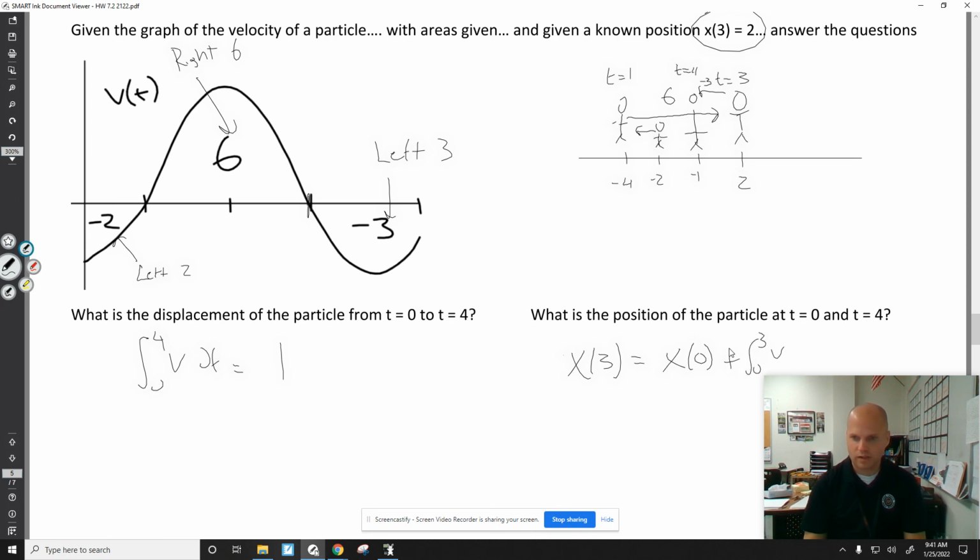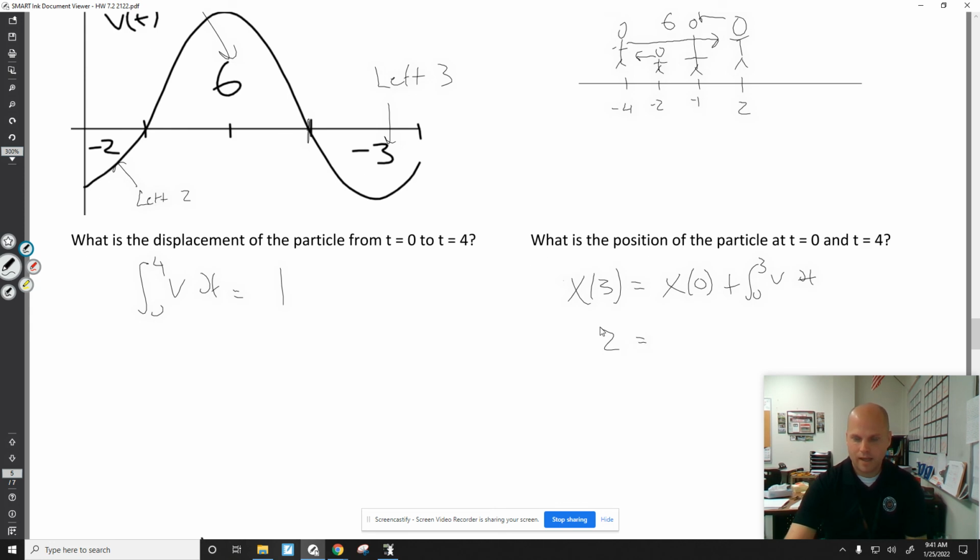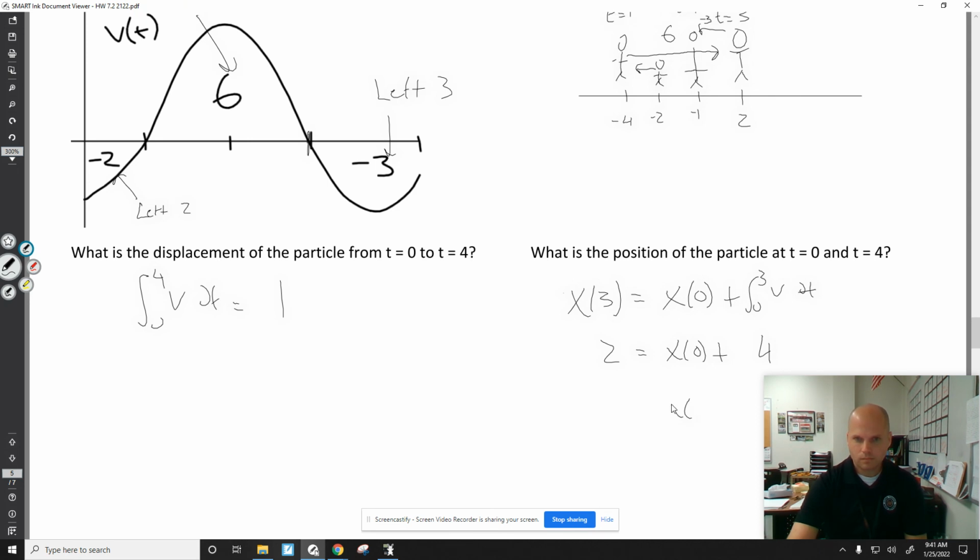Between 0 and 3, I can find my displacement. I ended at 2. I don't know where I started, but my displacement is 4. So that means I must have started 4 to the left of 2. I must have started at -2.